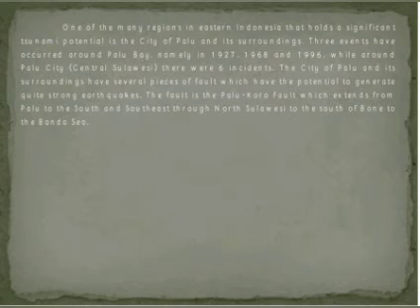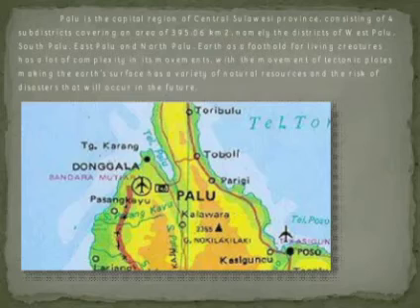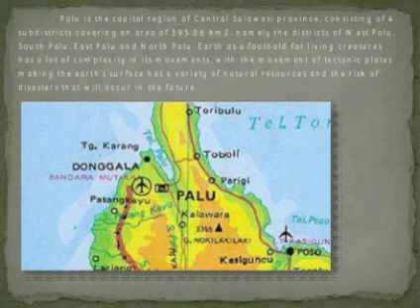The fault is the Palu-Koro Fault, which extends from Palu to the south and southeast through North Sulawesi to the south of Bone to the Banda Sea. Palu is the capital region of Central Sulawesi Province, consisting of 4 sub-districts covering an area of 395.06 km, namely West Palu, South Palu, East Palu, and North Palu.